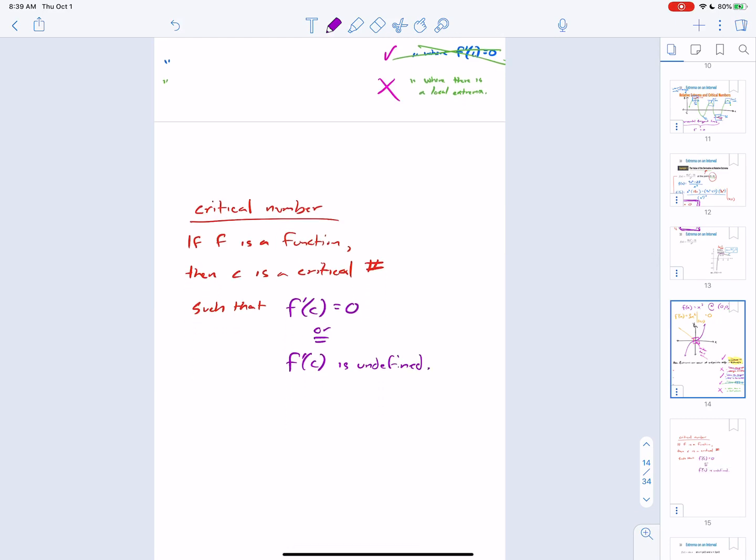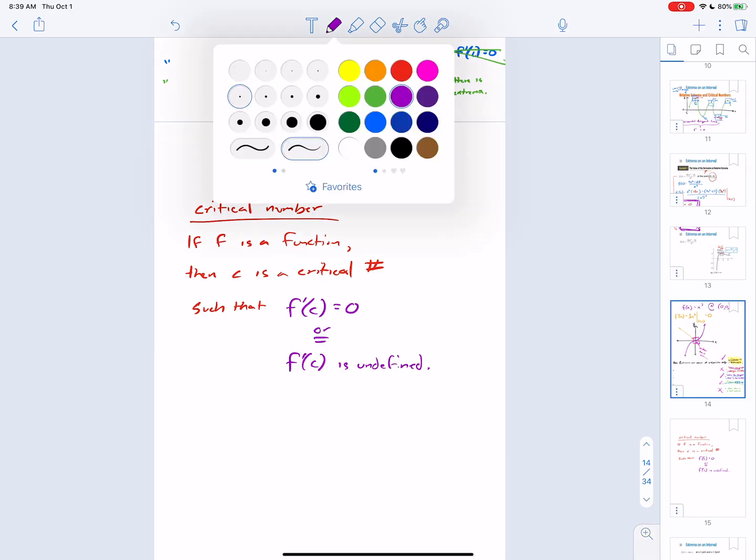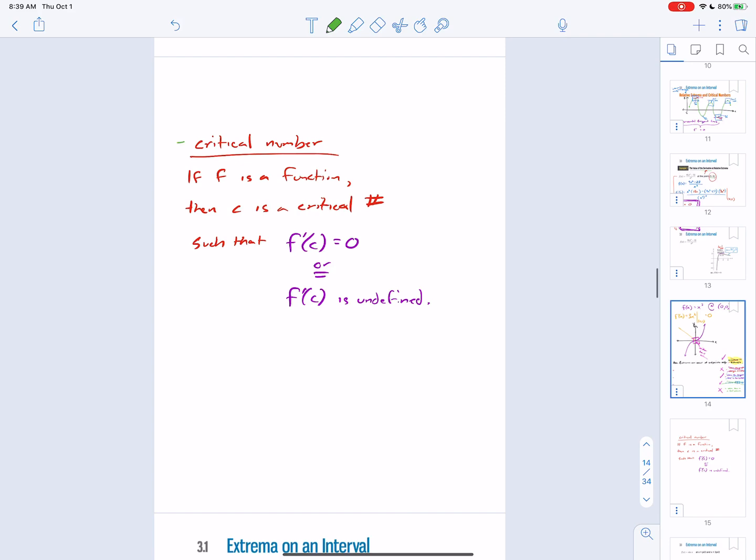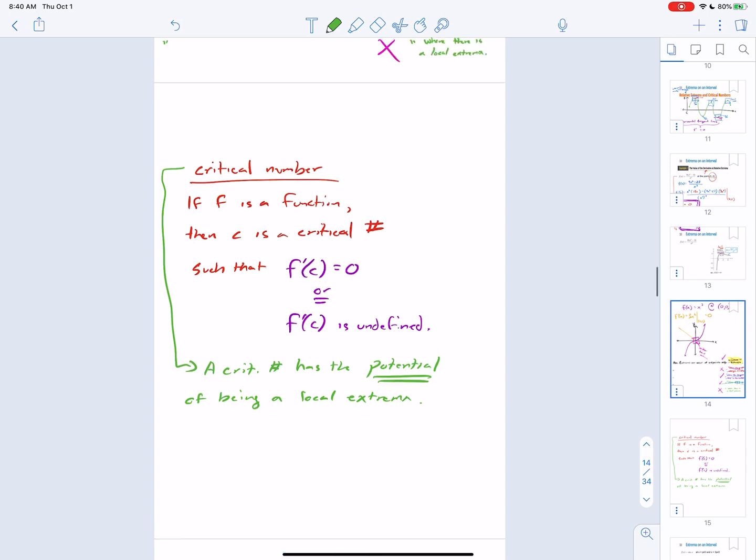That's the very fancy term for it. So here's how you need to think of critical numbers. Every time I ask you what a critical number is, here's what you're going to say: a critical number has the potential of being a local extrema. A critical number is not a local extrema, but it has the potential of being a local extrema.